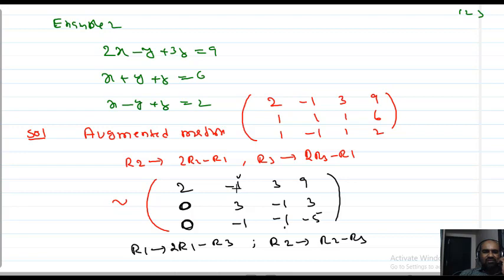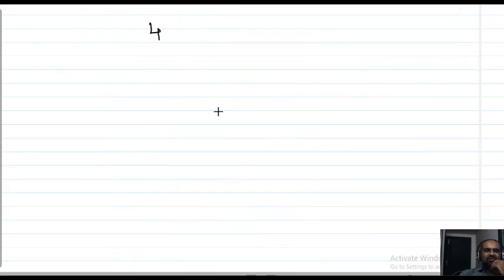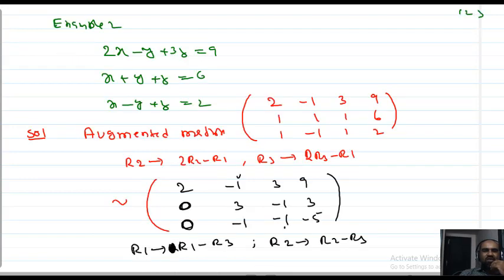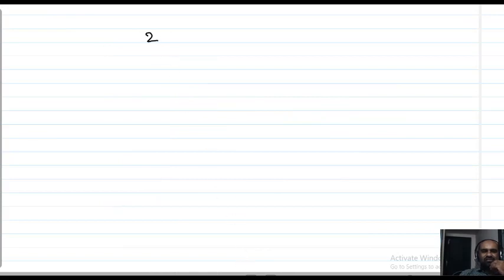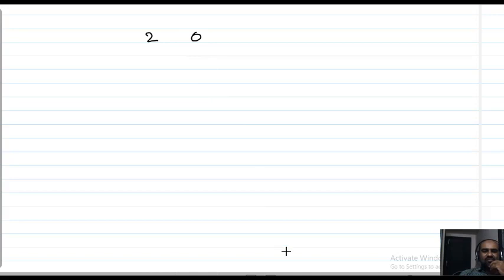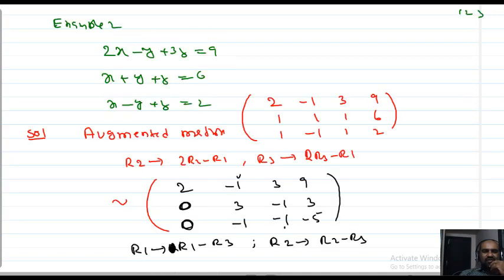Okay, what is the use of multiplying 2R1 here? You don't make 0, no? Just R1 minus R3. That is better. This is not correct, what I wrote. Just R1 minus R3. 2 minus 0, 2 only. I will write 2 here. Next, minus 1 minus 0. Sorry. Yeah, this minus this.